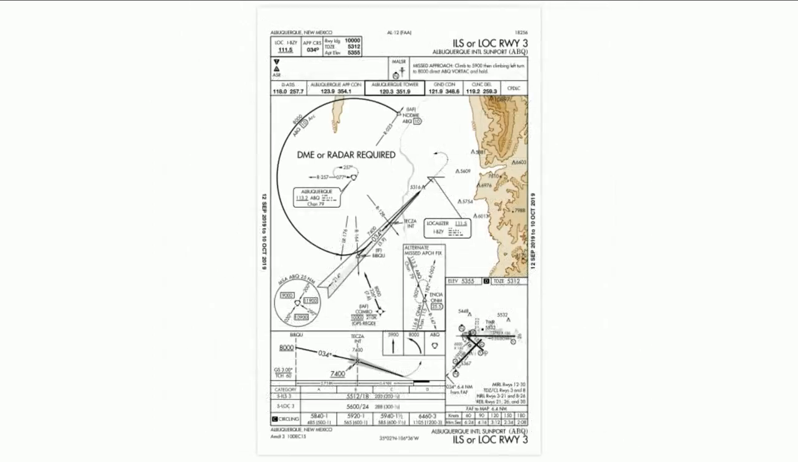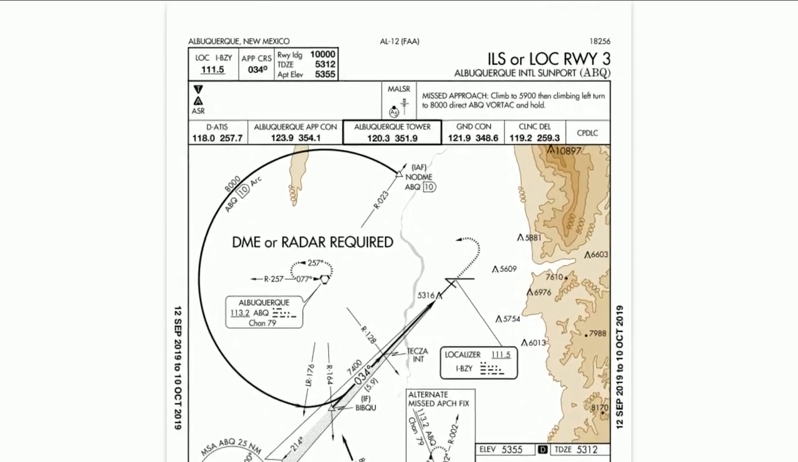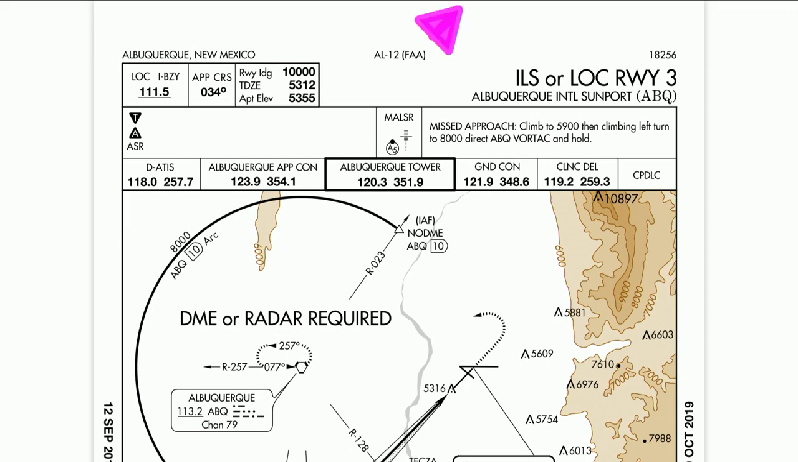Okay, now let's take a look at an older plate chart. This is the ILS or LOC to runway 3. And again, I pulled both of these out of the current terminal procedures packet on ForeFlight. So both of these are valid right now. These are both the charts that you would get. Again, it doesn't mention anything about DME. If you look in the notes section, there's no DME listed here, no equipment requirements.